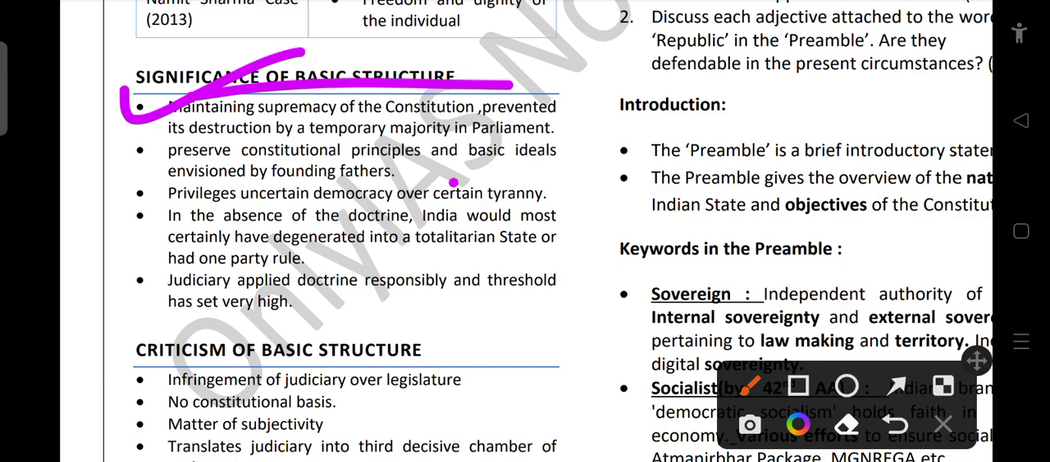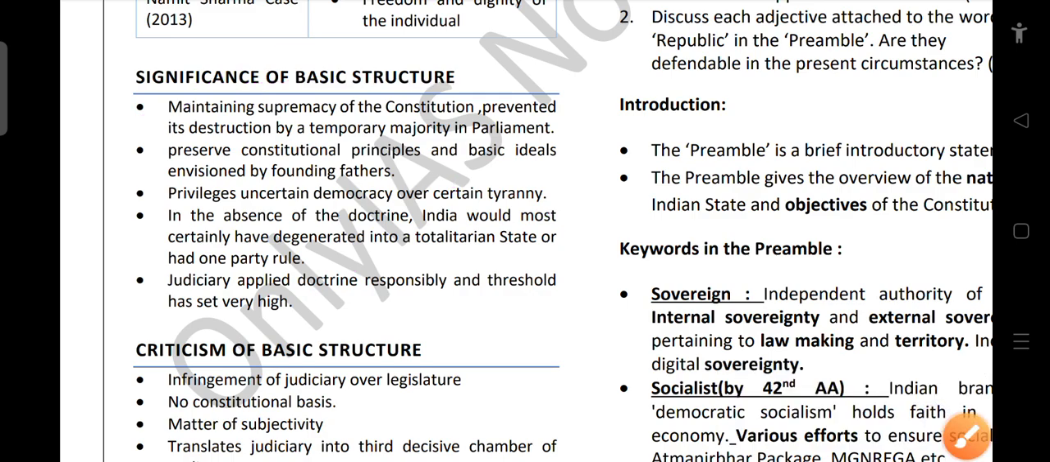It privileges certain democracy over certain tyranny. In the absence of the doctrine, India would most certainly have degenerated into a totalitarian state or had one party rule. So without which India would have become a totalitarian state because of Parliament's unlimited power, right? Then judiciary applied the doctrine responsibly and the threshold has been set very high. So even judiciary uses this doctrine judiciously. So all these are the significance.